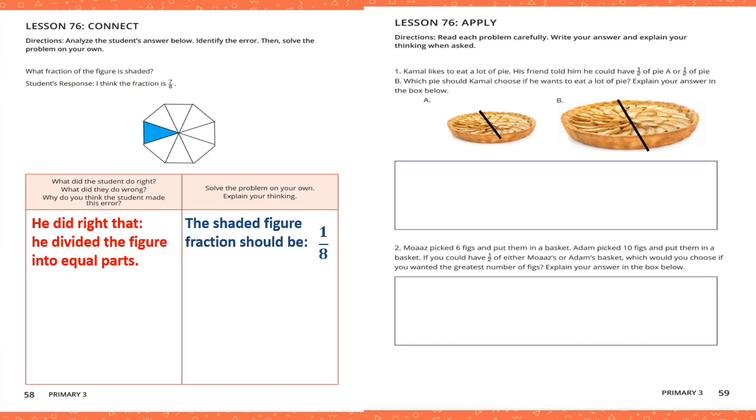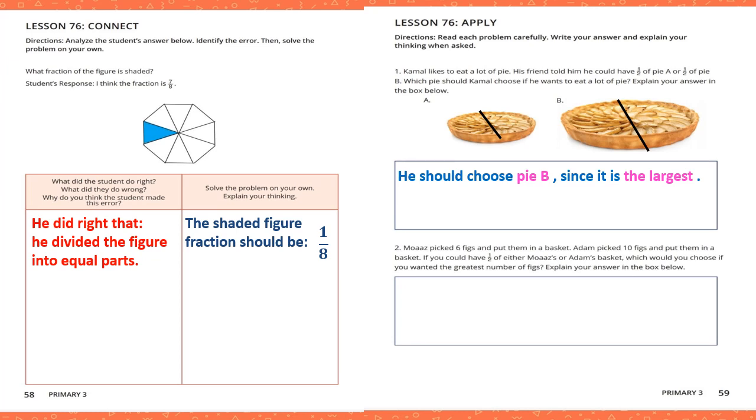So, when the whole is big, its half will be big. And when the whole is small, its half will be small. Okay? So, if he wants to eat a lot of pie, which half will he choose? He will choose pie B. Why? Because it's the larger one.